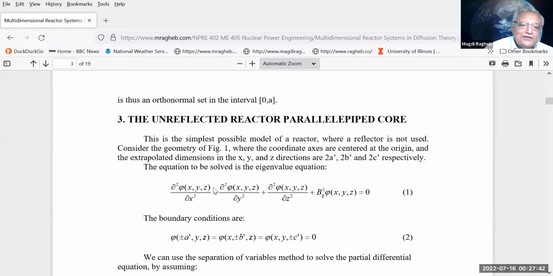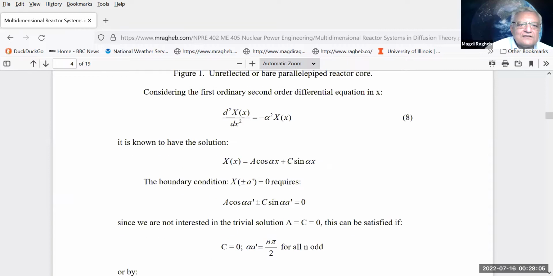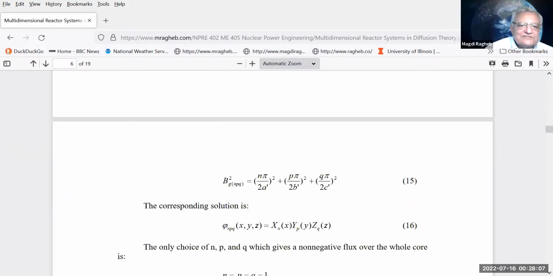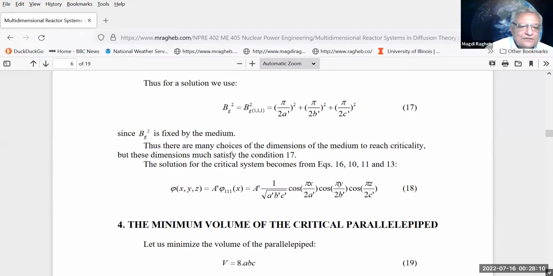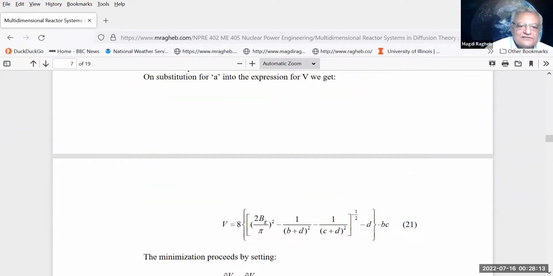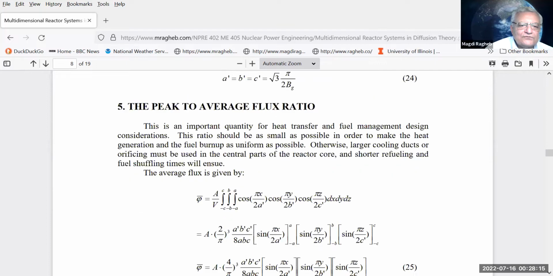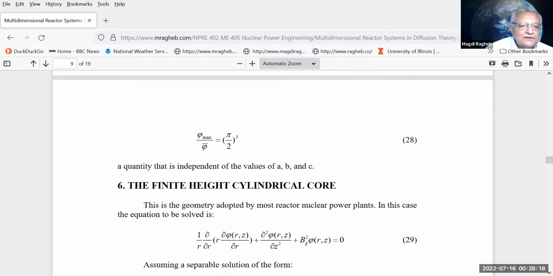So it is now not an ordinary differential equation. It is a partial differential equation. And of course, some of you may have had classes already in partial differential equations. If you didn't, well, let's cover it here. But instead of bothering ourselves with a parallelepiped core, let us jump to the case of a cylindrical core and see what would be the implications in terms of the design of a cylindrical core, because that is the geometry that we use primarily in existing nuclear reactors.